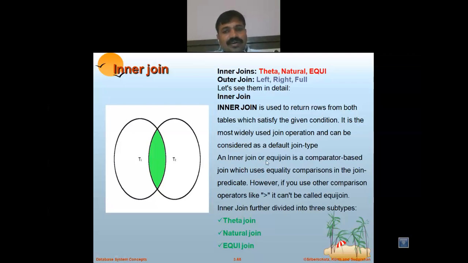Inner join or equijoin uses a comparison operator. Join uses an equality comparison in the join predicate. If we use other comparison operators like greater than, it is called a theta join. Inner join is further divided into theta join, natural join and equijoin. Both records should match between T1 and T2, and then the record is fetched and displayed.